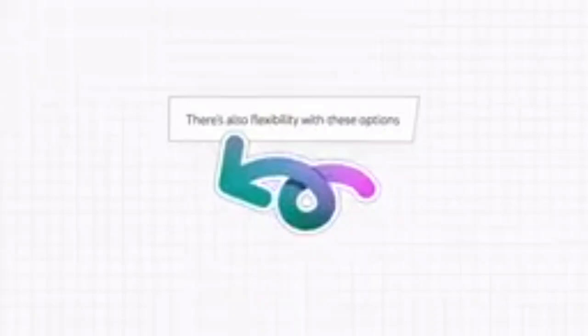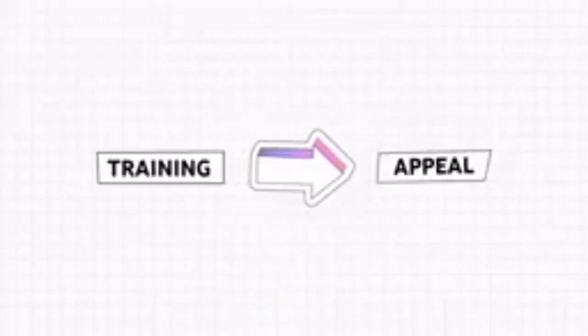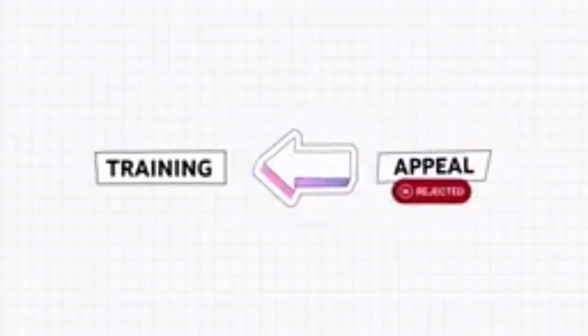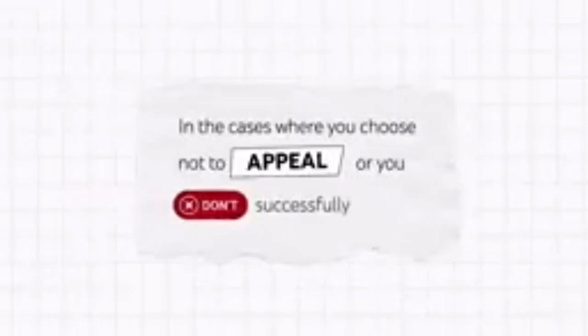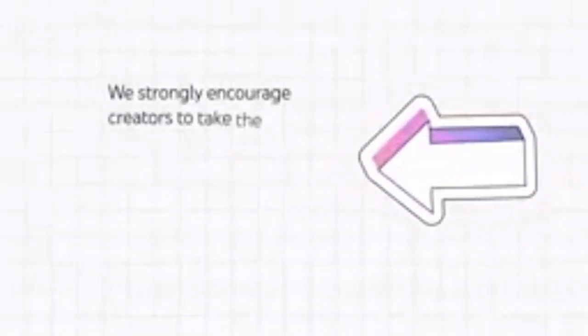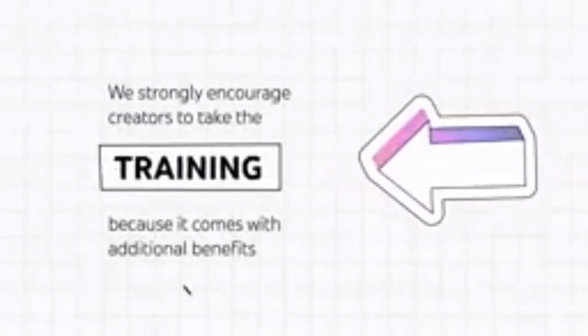Note that there's also flexibility with these options. You can choose to take the training and still also decide to appeal. Or, if you appeal and it's rejected, you can still take the training at that point. In the cases where you choose not to appeal or you don't successfully appeal, we strongly encourage creators to take the training because it comes with additional benefits. It not only allows you to potentially remove the current warning from your channel, but it also grants you an additional warning if you violate a different community guidelines policy, so you have more opportunities to learn and avoid account restrictions in the future. Let's walk through an example of what this looks like.